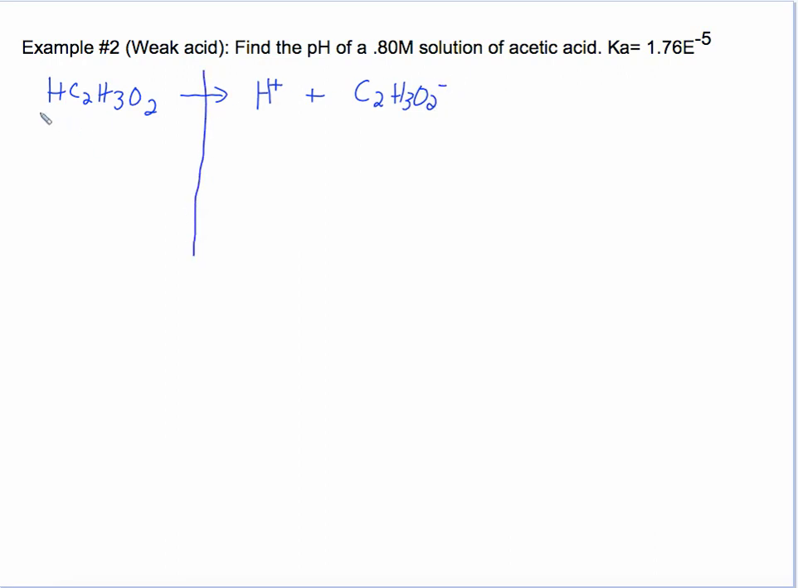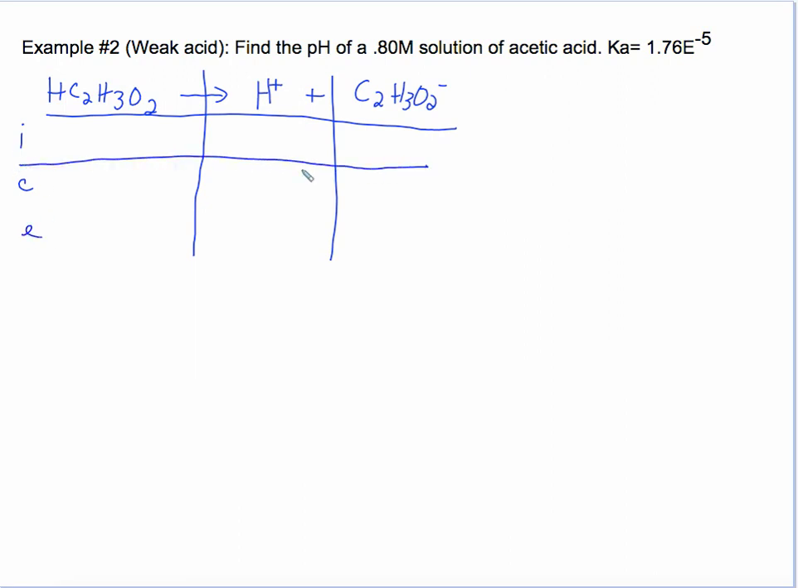For this one, we will make the ice table. You just draw it like this, and you go initial, change, equilibrium, and that's why it's called an ice table. Initially, our acetic acid is 0.80. This is 0, and this is 0.